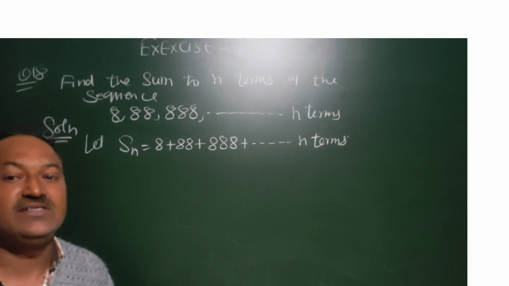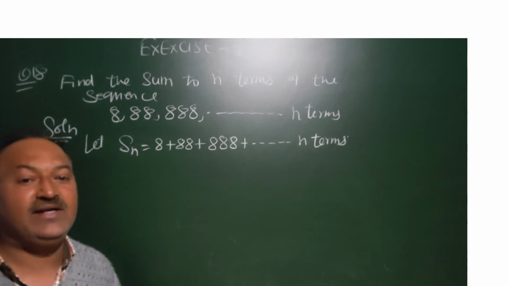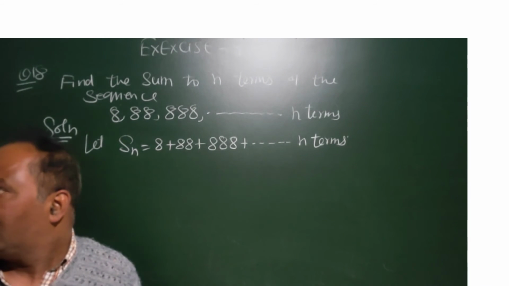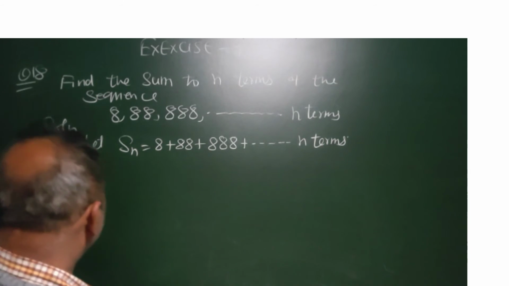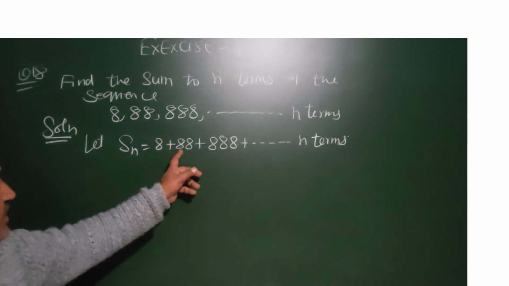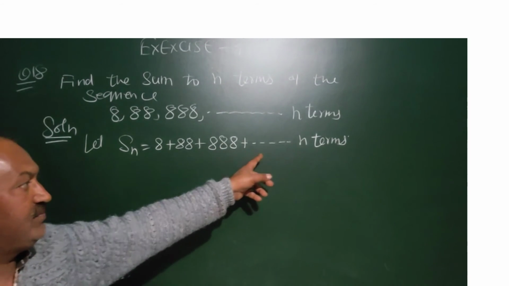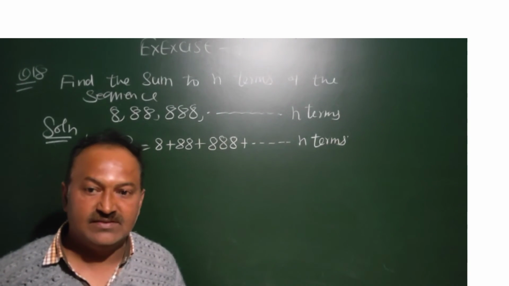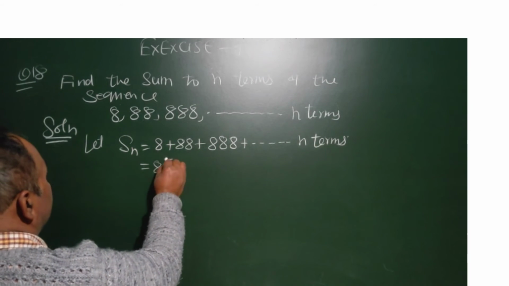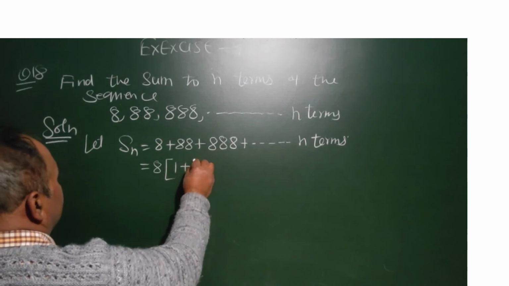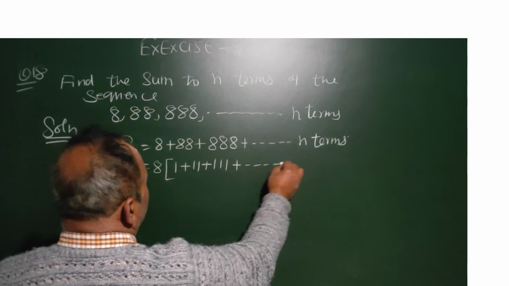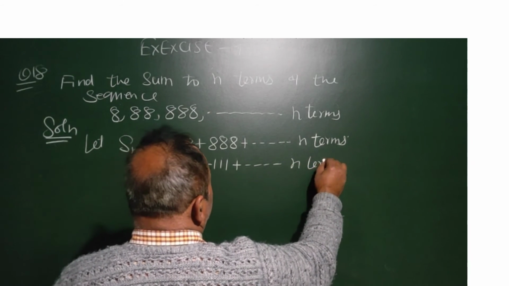Then what is the procedure to find the sum to n terms of such type of questions? The procedure is, let Sn is equal to 8 plus 88 plus 888 plus and so on up to n terms. Taking 8 common, we get 1 plus 11 plus 111 plus dot up to n terms.